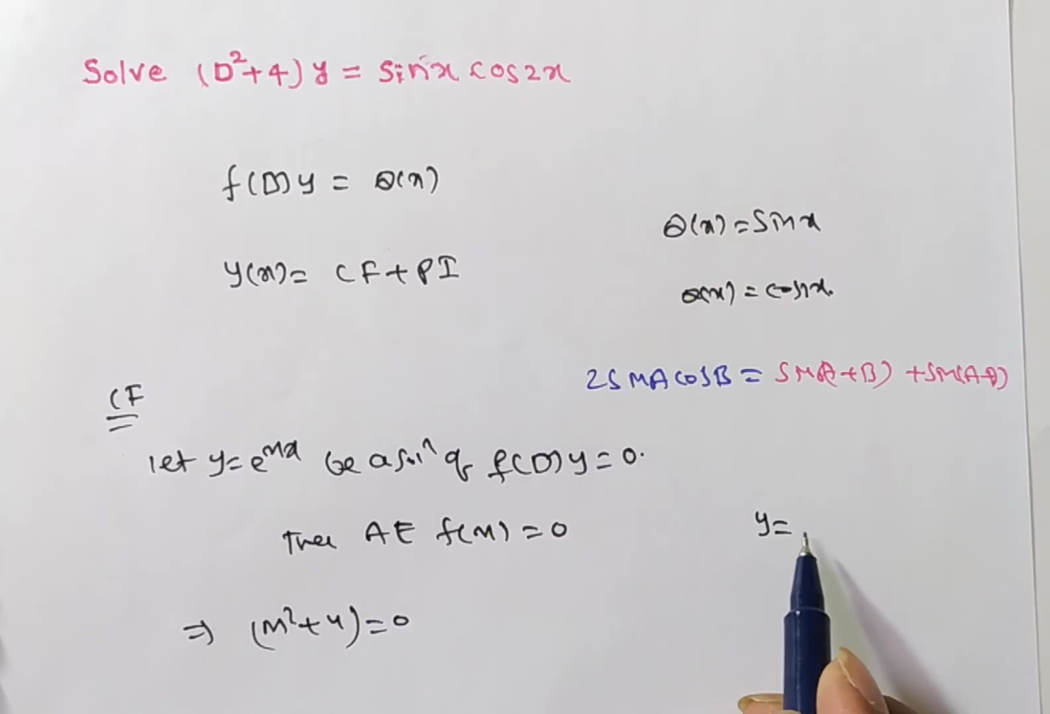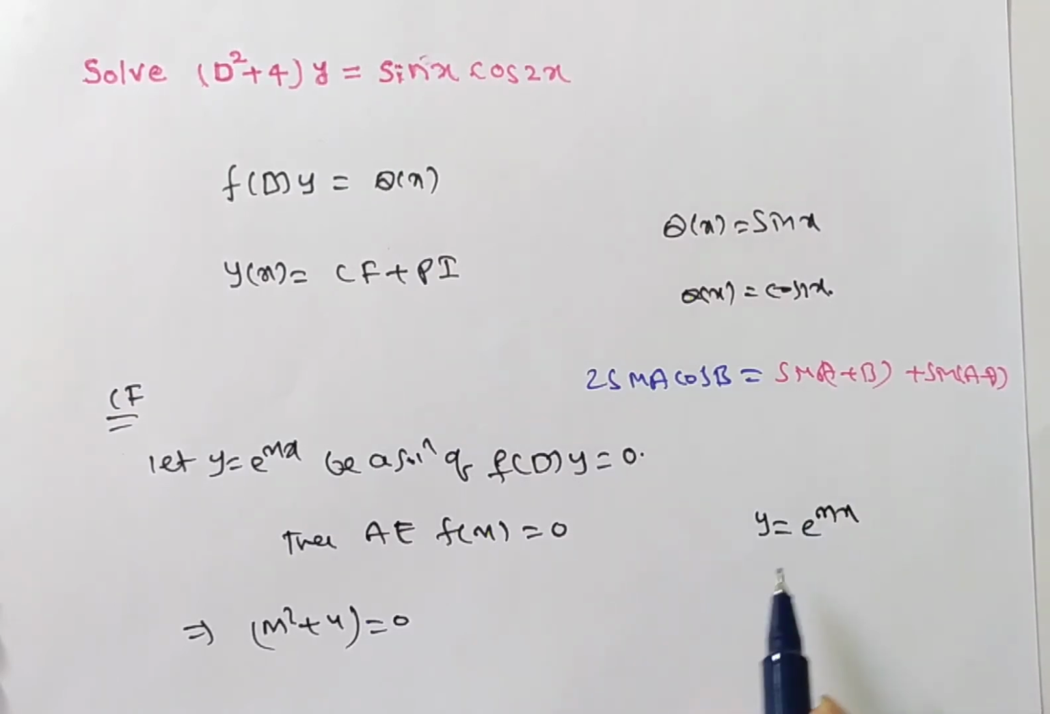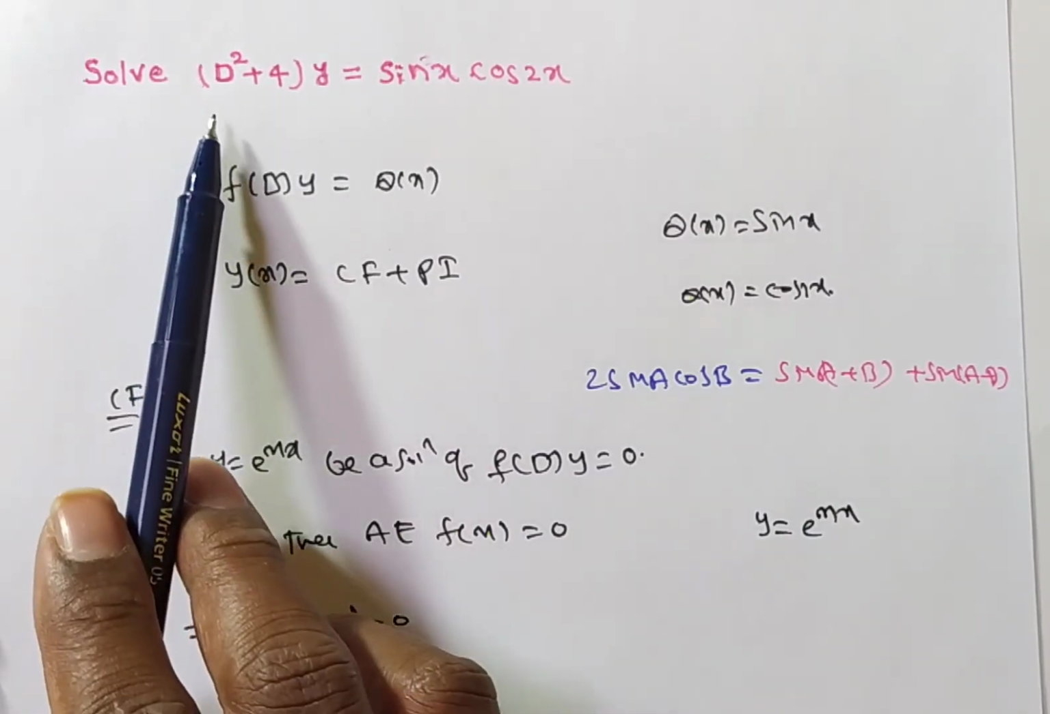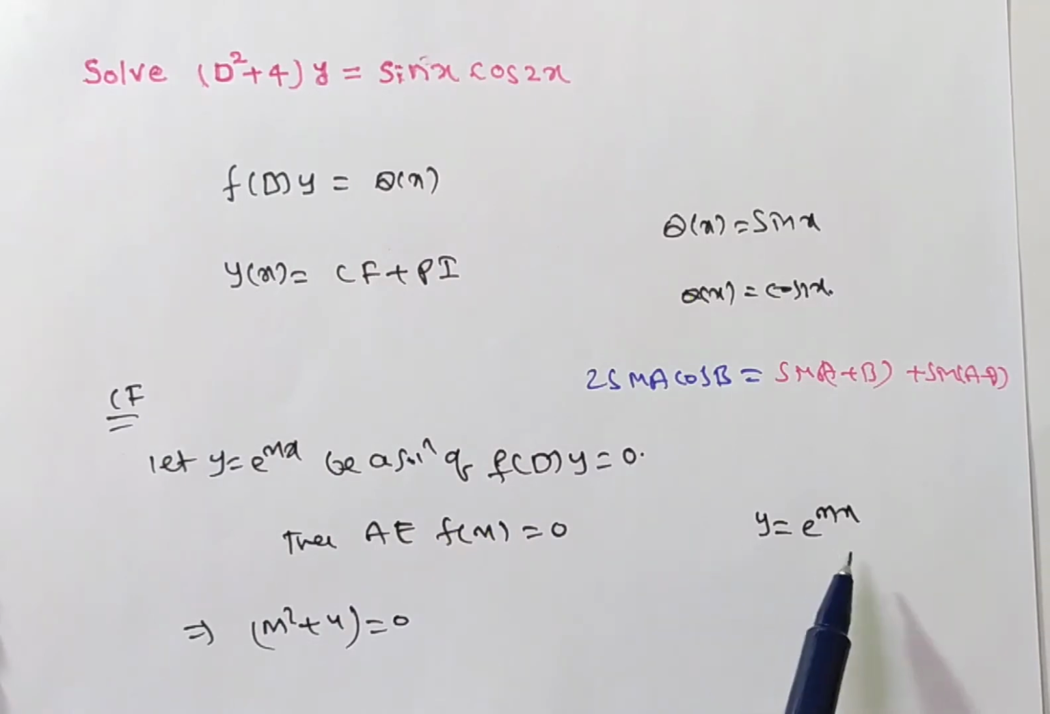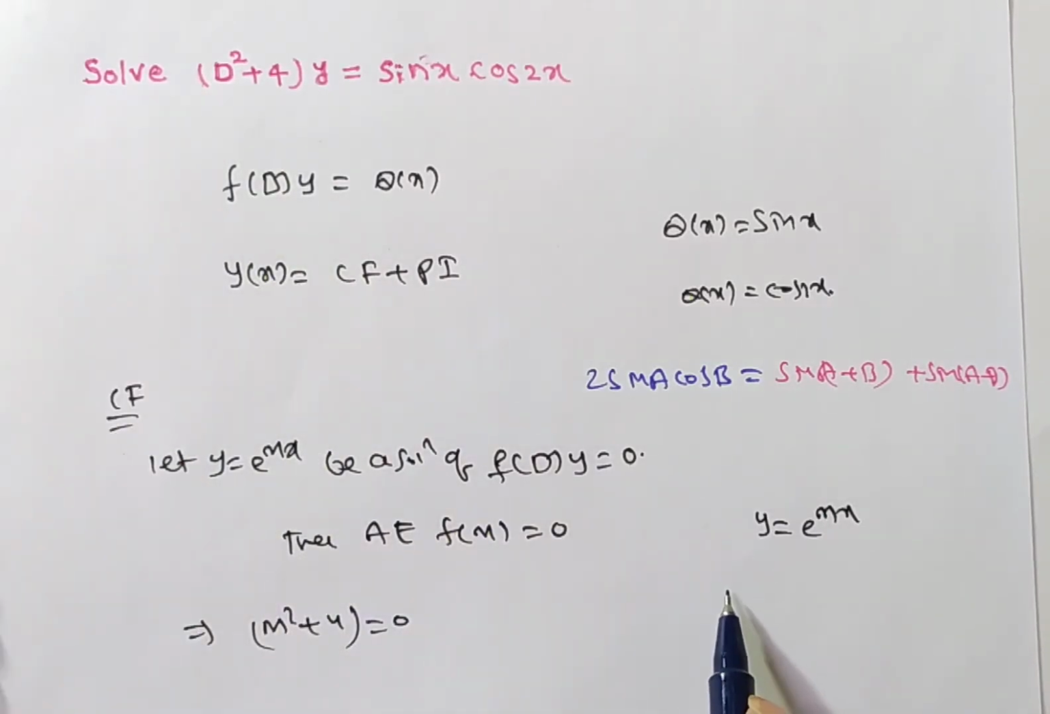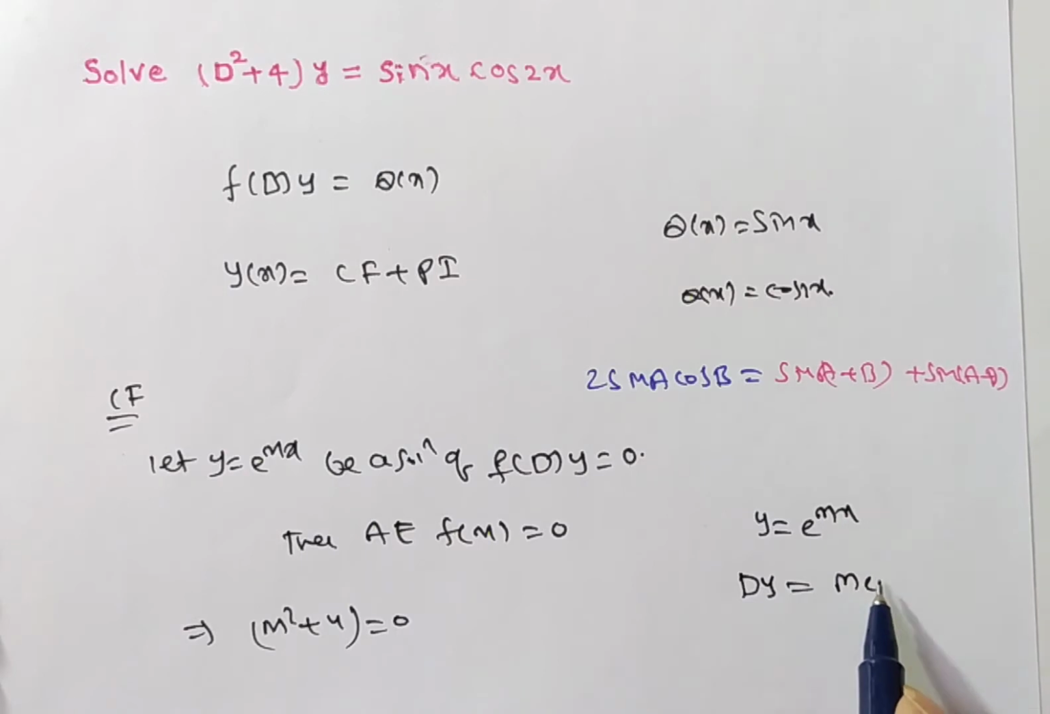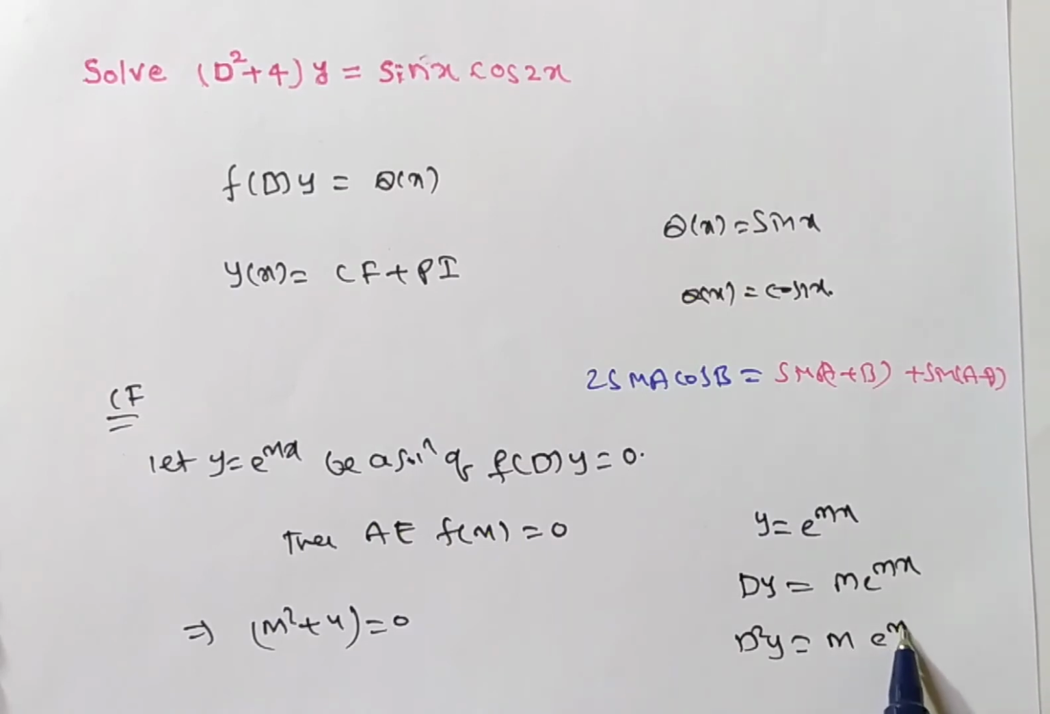You see, what you consider: y = e^(mx). Now I want (D² + 4)y. 4y you can do directly. But what about D²? Double derivative means second derivative. So first I am differentiating one time. The derivative of e^(mx) is m e^(mx). Next, again if you differentiate it, because we require the D² term, m times the derivative of e^(mx), which is e^(mx) times m. So m times m gives m².